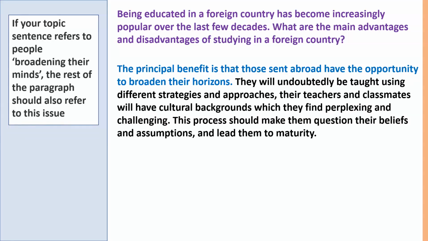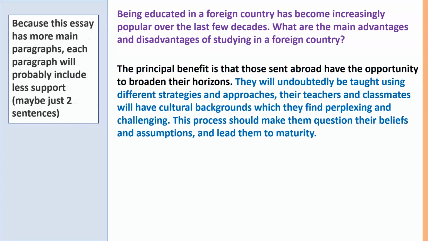First main body paragraph. If your topic sentence refers to people broadening their minds, then the rest of this paragraph should also refer to this issue. So using this strategy, you are not putting all of your advantages together. You are writing about two clear and separate advantages, which means you're going to have short paragraphs to deal with each advantage and each disadvantage. Because this essay has more main paragraphs, each one will probably include less support, so maybe even just 2 sentences per paragraph supporting the topic sentence.